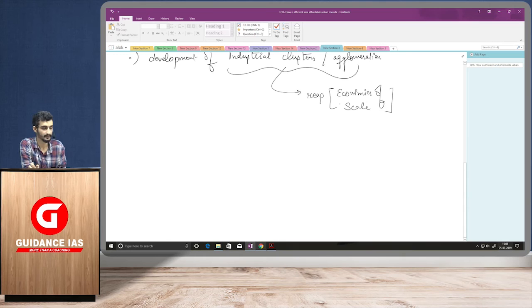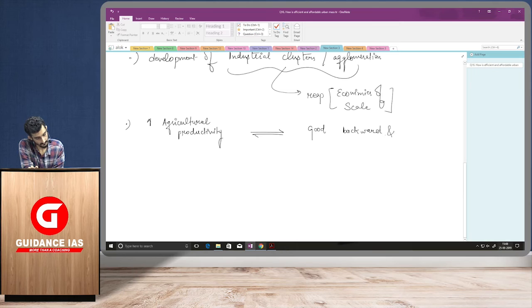So this is our first point. You can give a case study of any of the industrial complexes which has been generated due to efficient means of transportation in that region. Now the second point is, it will lead to higher agricultural productivity due to good backward and forward linkages. So this is the second point.